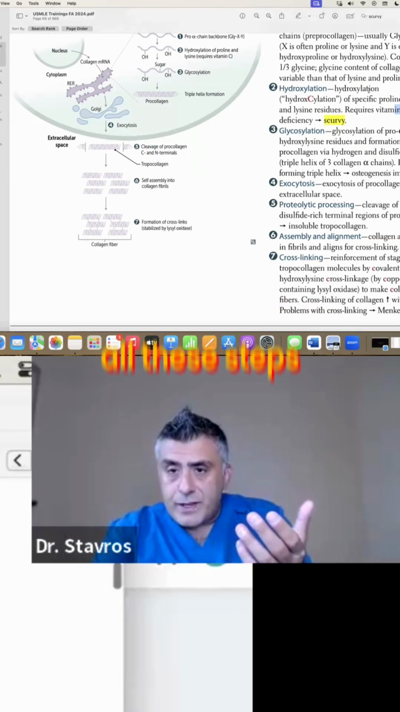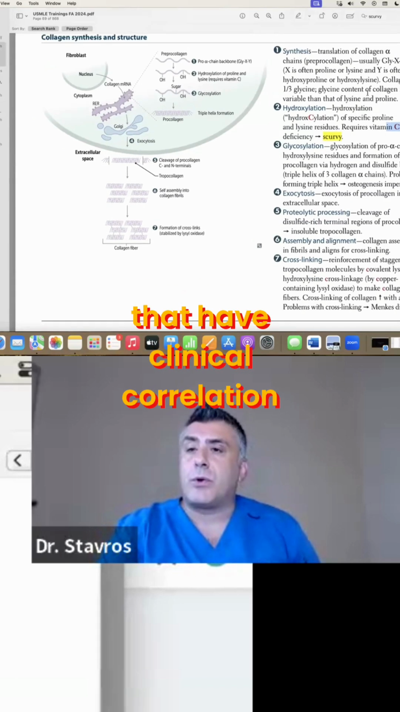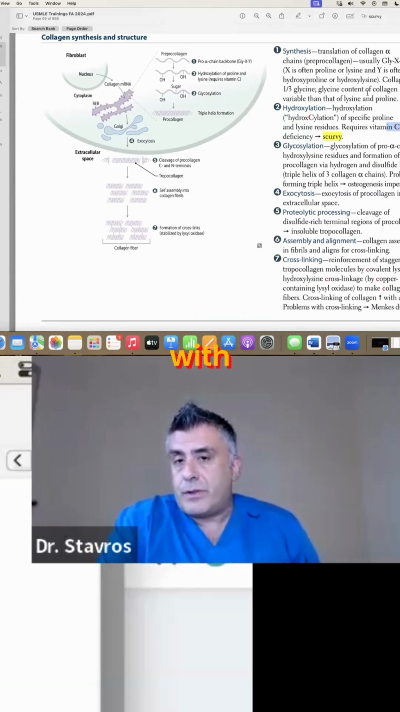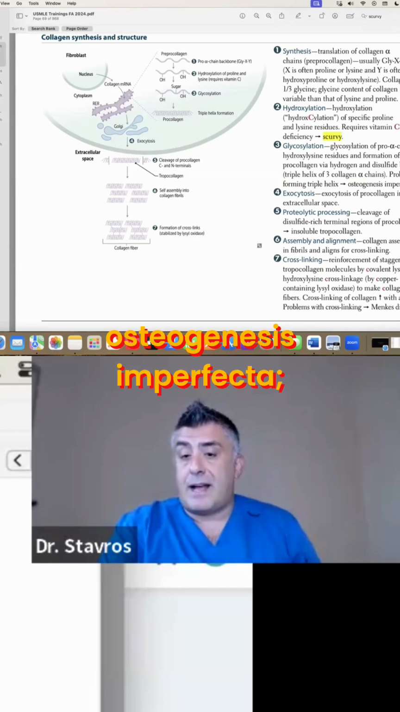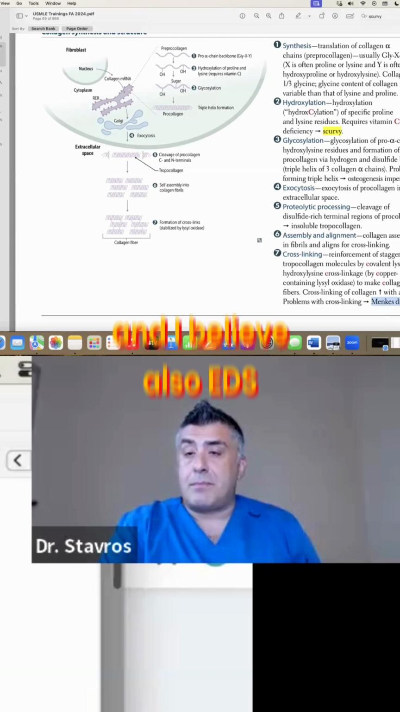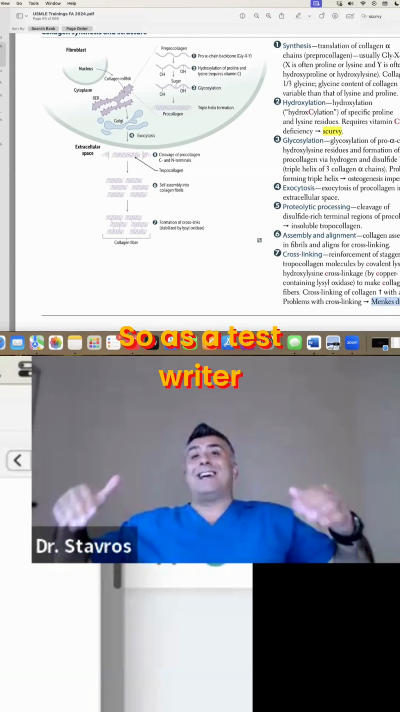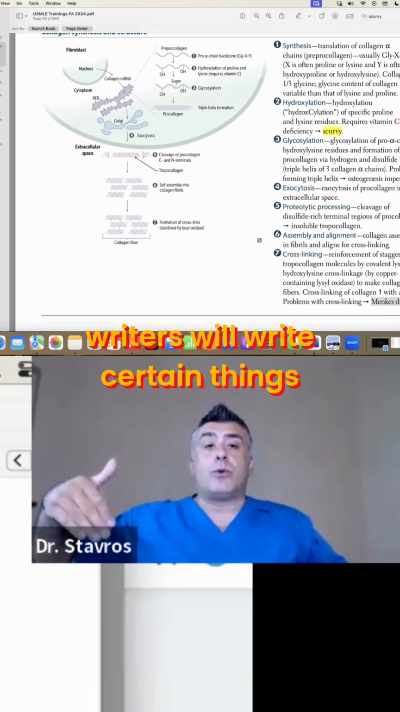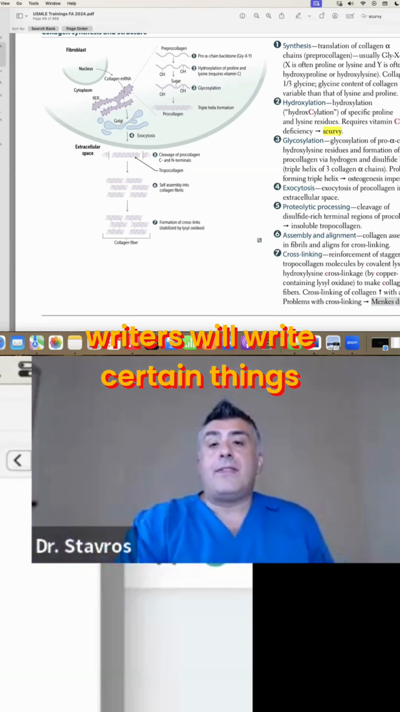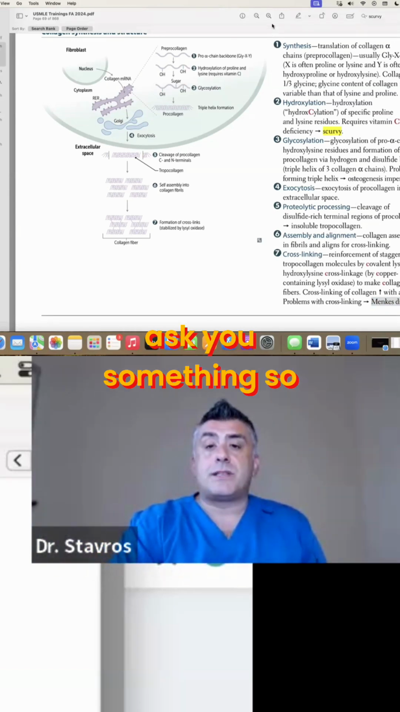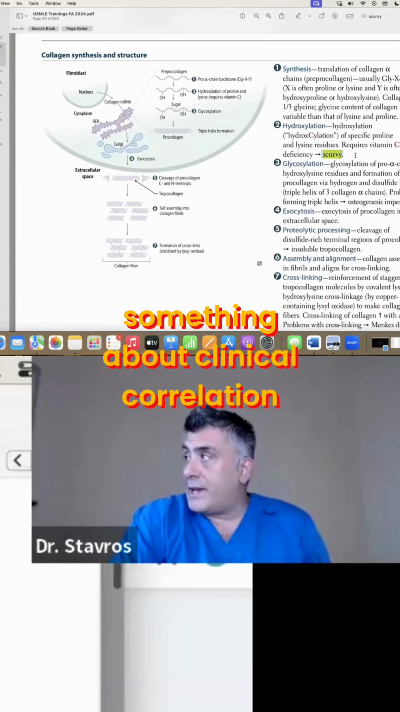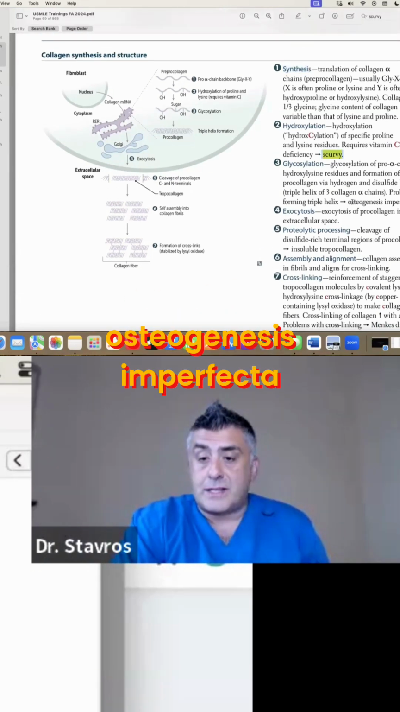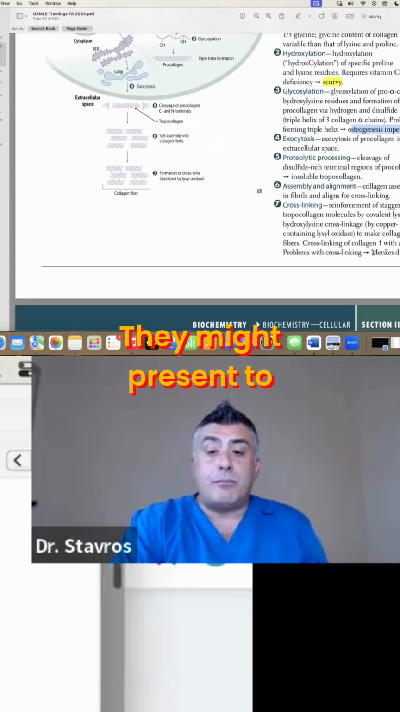So then I told you about clinical correlation. I said out of all these steps, there's only a few that have clinical correlation with clinical medicine. So step 2, scurvy. Step 3, osteogenesis imperfecta. Step 7, Menkes, and I believe also EDS. So as a test writer, writers will write certain things, and they're either going to ask you something so simple as a synthesis, or they're going to ask you something about clinical correlation, scurvy versus osteogenesis imperfecta. They might present to you Menkes.